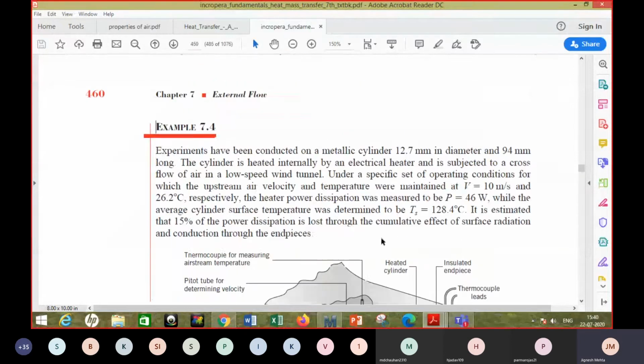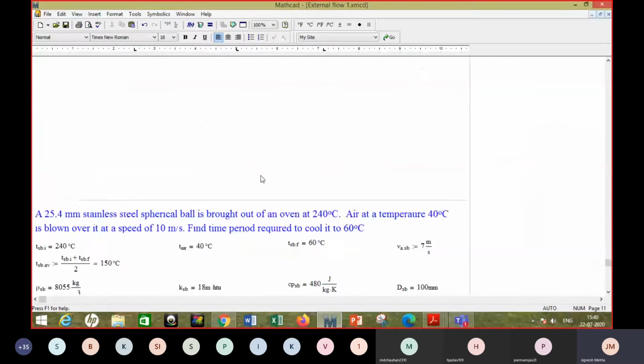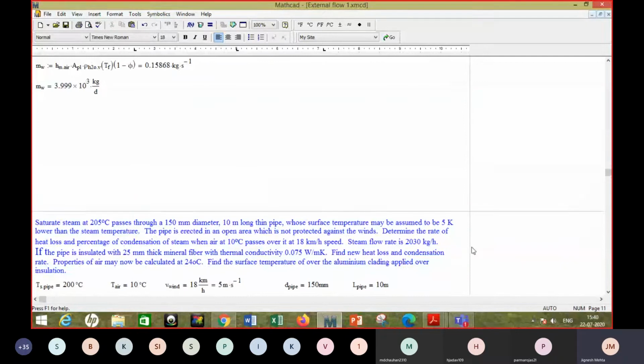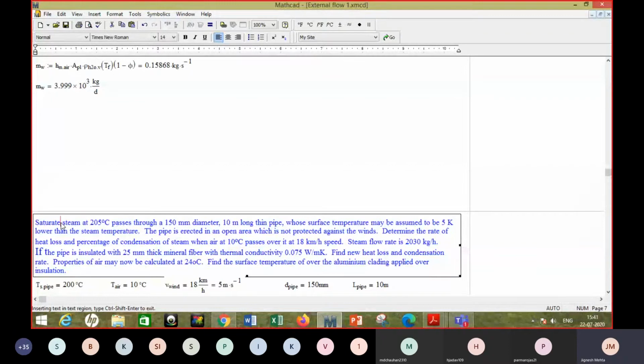So let us now move towards an example. You can first write down the data for the example. So this is the data for the example. There is a pipe through which steam is passing, which is saturated, and the temperature is 205 degrees Celsius. The pipe diameter is 150 millimeters, and it's a 10-meter long pipe.